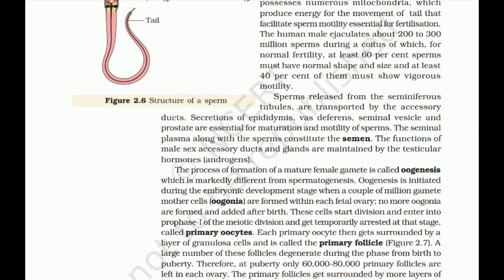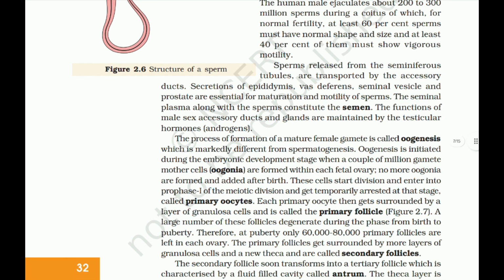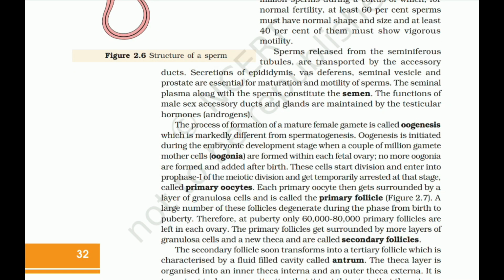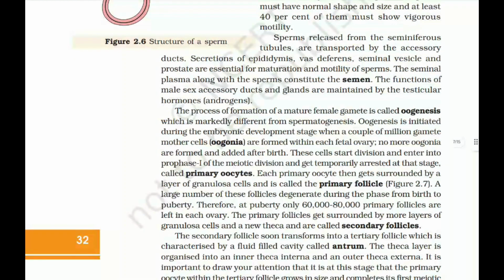These cells start division and enter into prophase 1 of the meiotic division and get temporarily arrested at that stage, called primary oocytes. Each primary oocyte then gets surrounded by a layer of granulosa cells and is called the primary follicle, figure 2.7. A large number of these follicles degenerate during the phase from birth to puberty. Therefore, at puberty, only 60,000 to 80,000 primary follicles are left in each ovary.